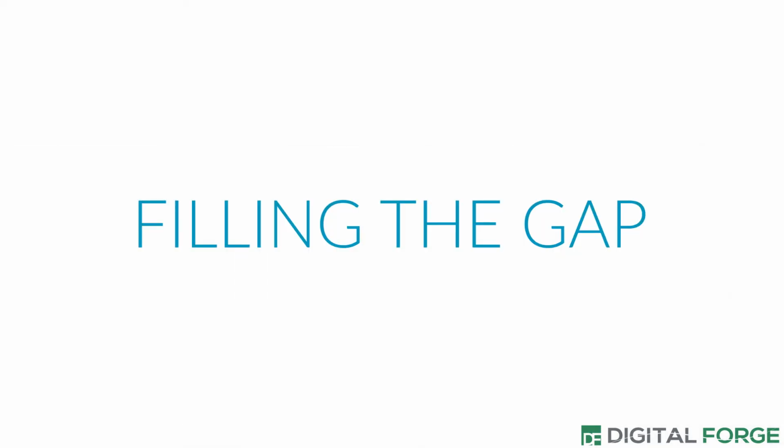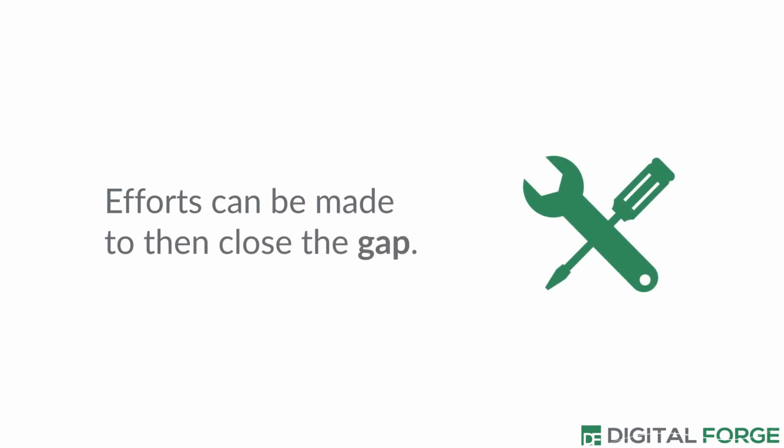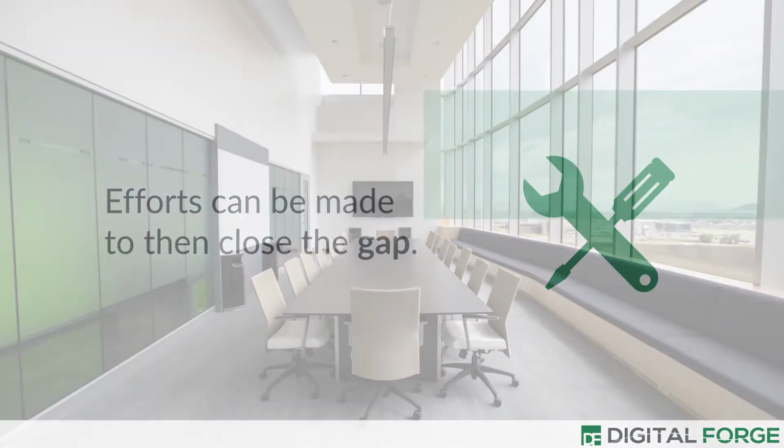Filling the gap. Once you know the difference between what is in place and what is required, efforts can be made to make up the difference. This could be anything from writing additional policies up to creating evidence to prove a process. Whatever needs to be done to complete the statement contained in the control.